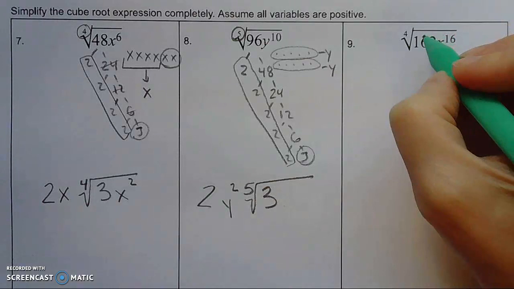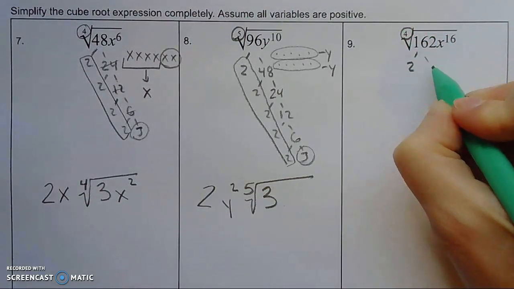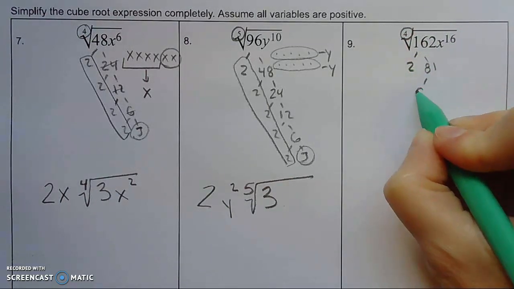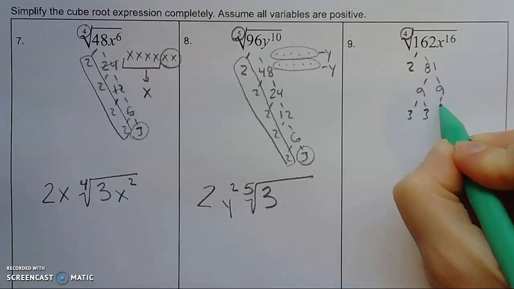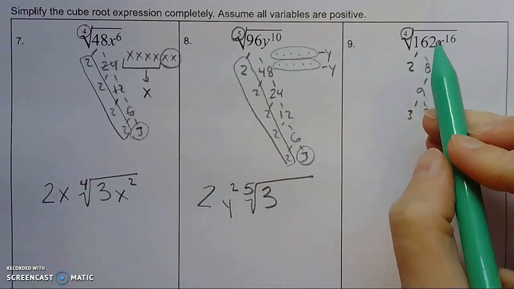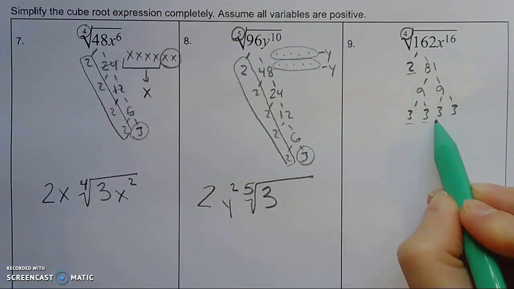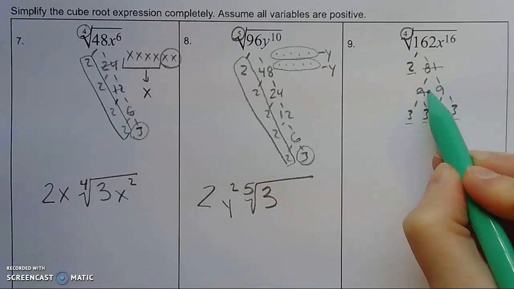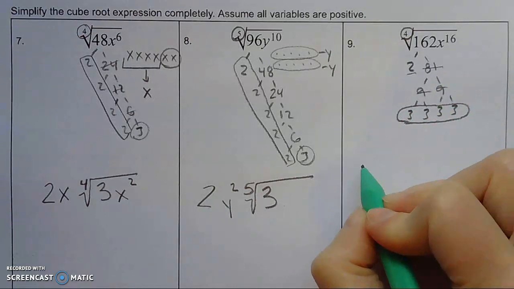All right, this one. 4th root, so half of 162 is 81. 81 is 9 times 9. 9 is 3 times 3. Both these branches do the same thing. Okay, looking for groups of size 4. So make sure you keep track of all of your little branches. I'm not going to use 81 or 9 or 9. So I have 4 3s. So I'm going to pull out a 3.